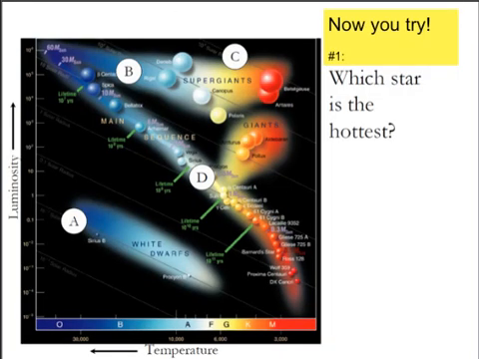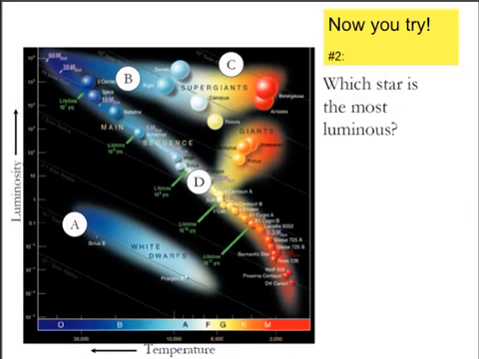Let's do some problems to get some practice reading the HR diagram. I'm expecting you to do all 7 or 8 of these in your notes. Which star on this diagram is the hottest? Don't forget, the axis is backwards. So choose between A, B, C, and D.